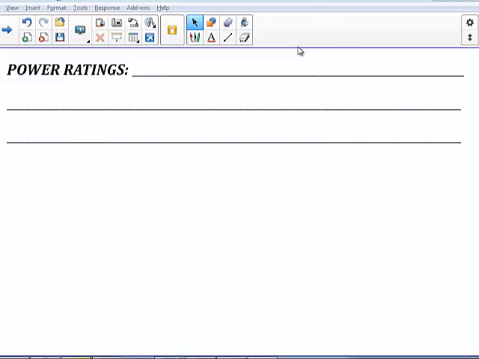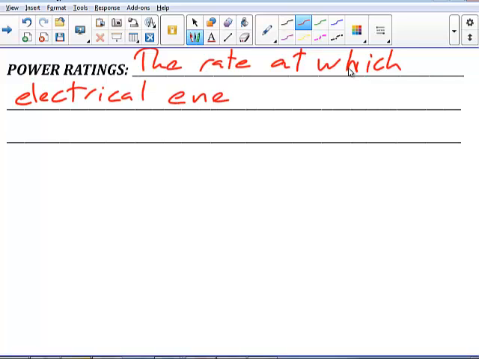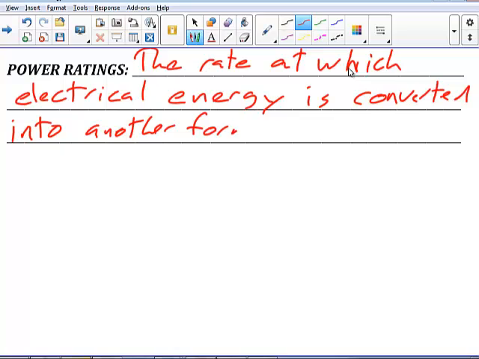So the general definition for power is the rate at which electrical energy is converted into whatever source we want. So if you think about this computer screen that you're looking at right now, well, it's producing light, so that's an example.